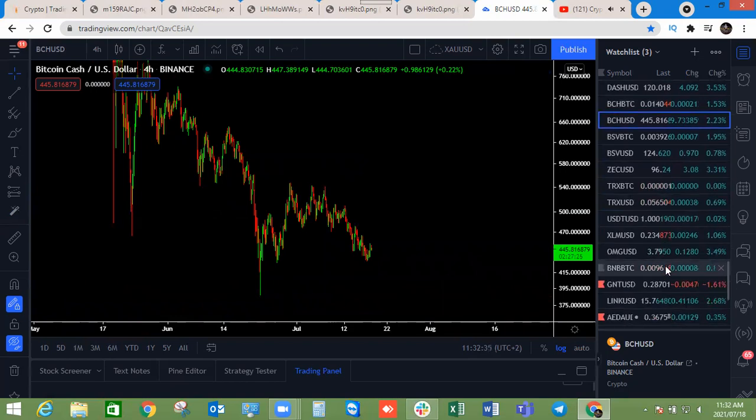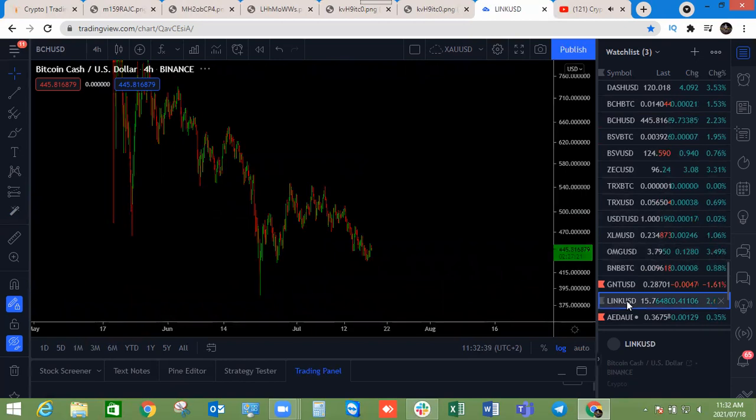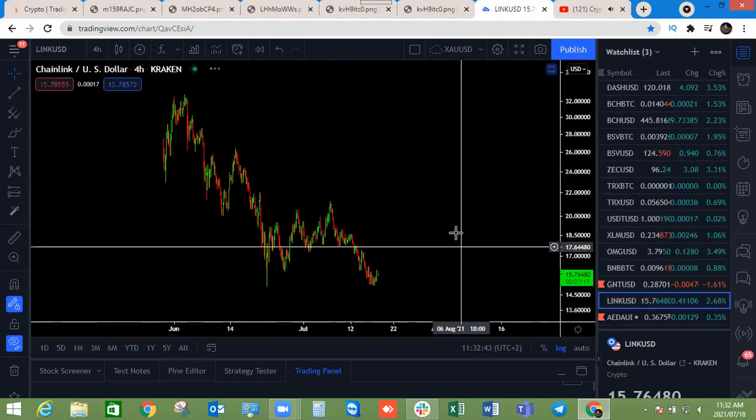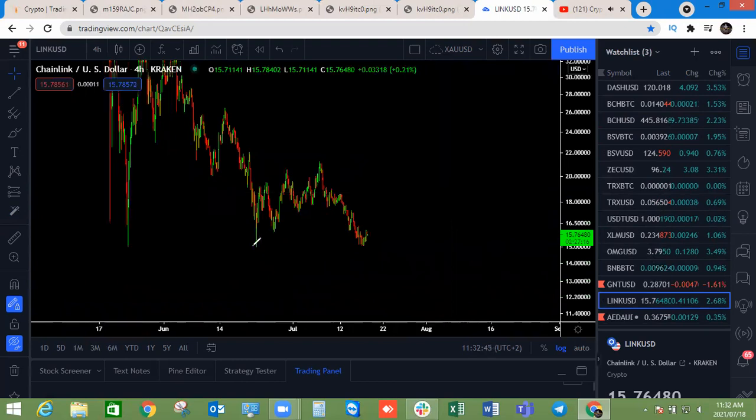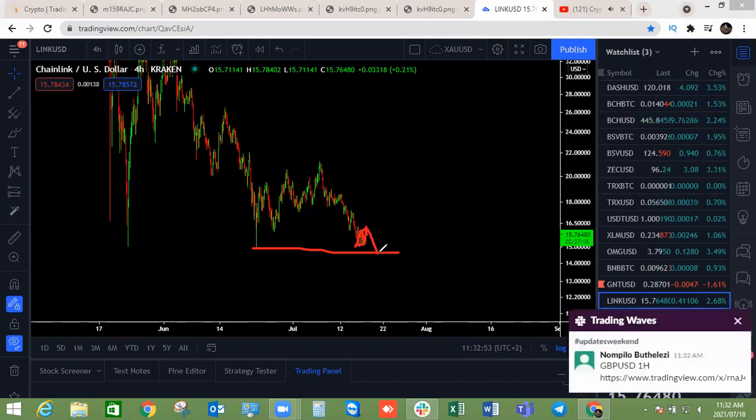Let's go to Link. The rest will have similar structures. We're going to go to Link now. Let's have a look at Link. Link, we are currently at this critical level. We have not retested it. We can see this push a little lower. We've got a continuation pattern. We can see Link come to this level here.